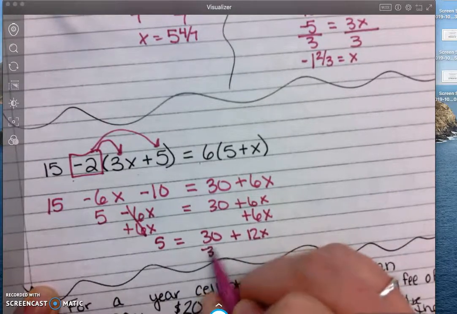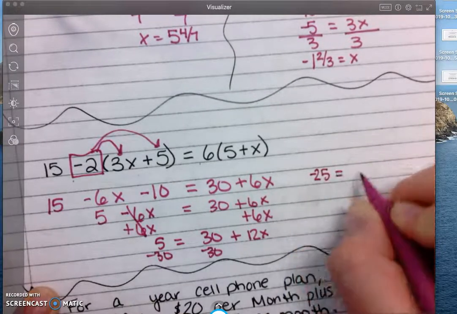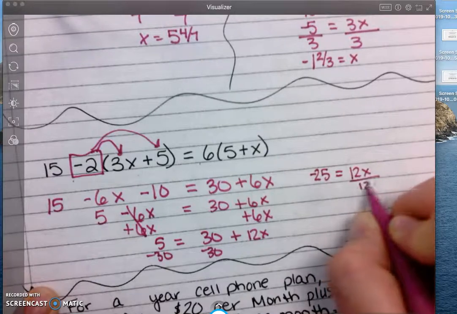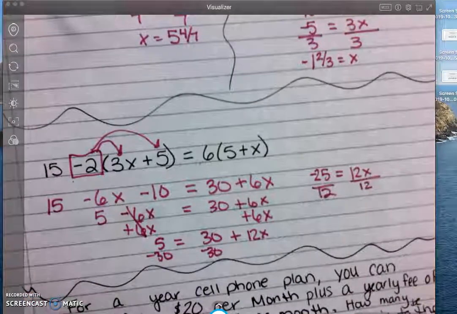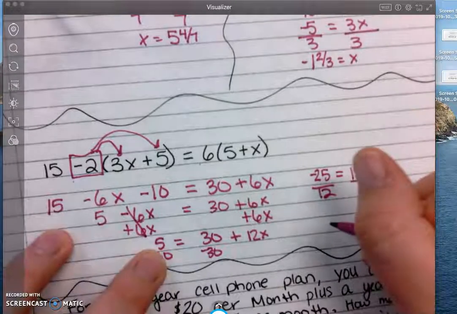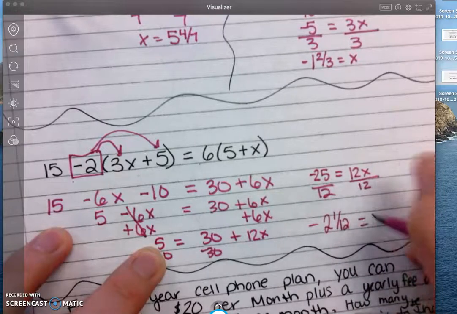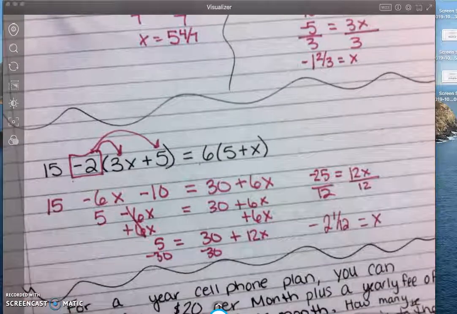Subtract 30 on both sides. So then I get -25 equals 12x. Divide by 12, divide by 12. Again, this is going to be nice, neat numbers. You can put it into a calculator and get a whole number. But this is 2 and 1/12. It has to be negative equals x because one of them is negative.